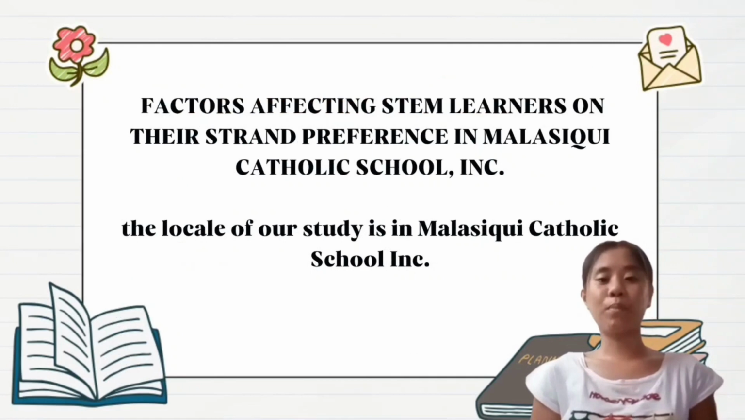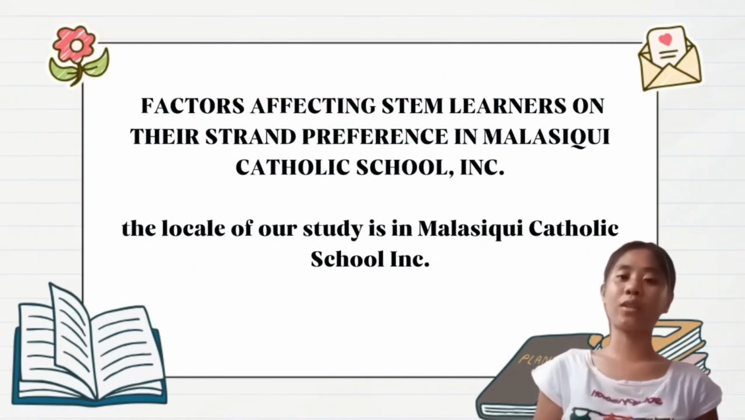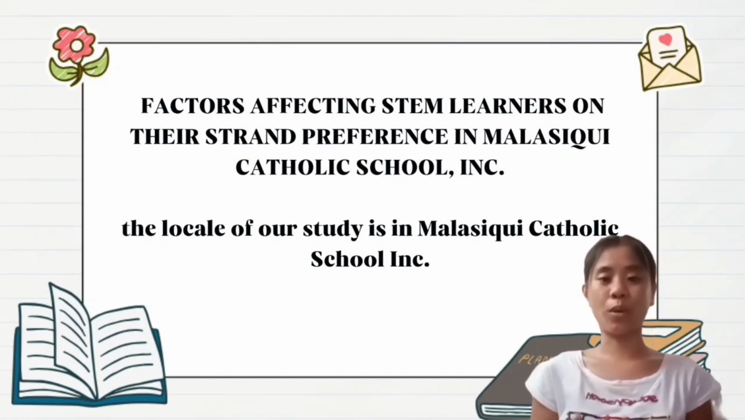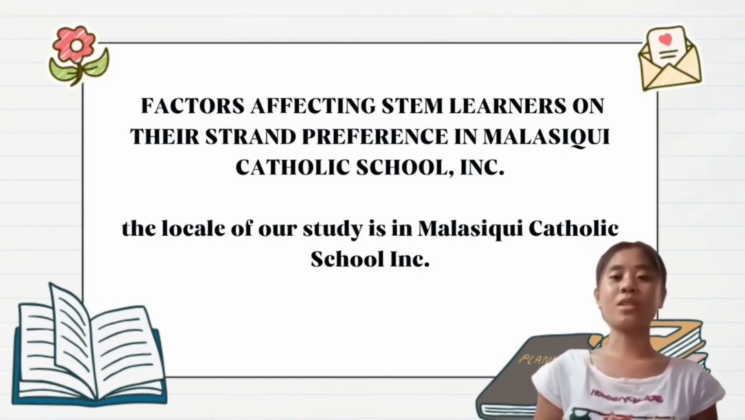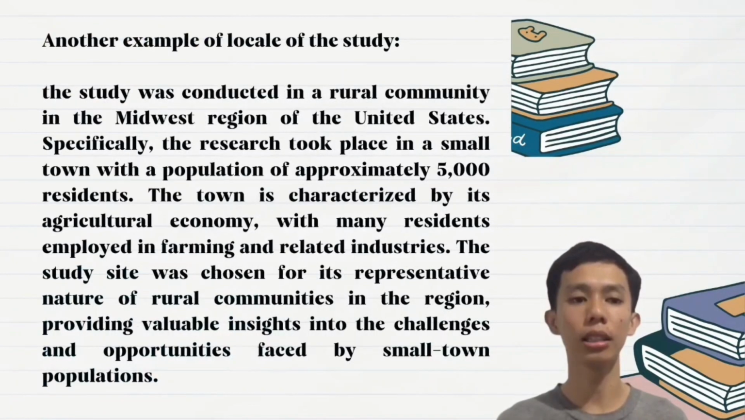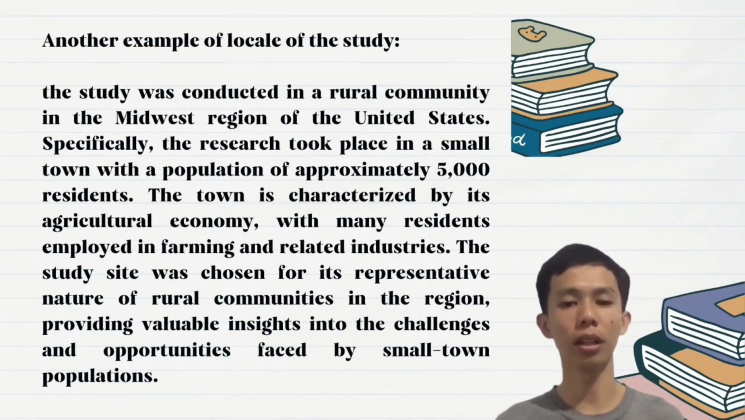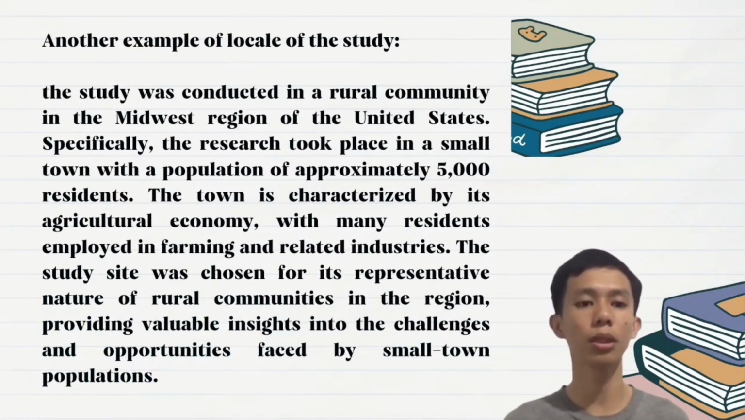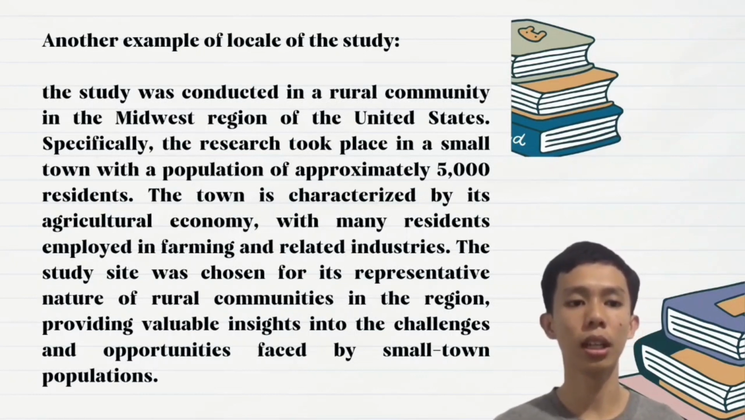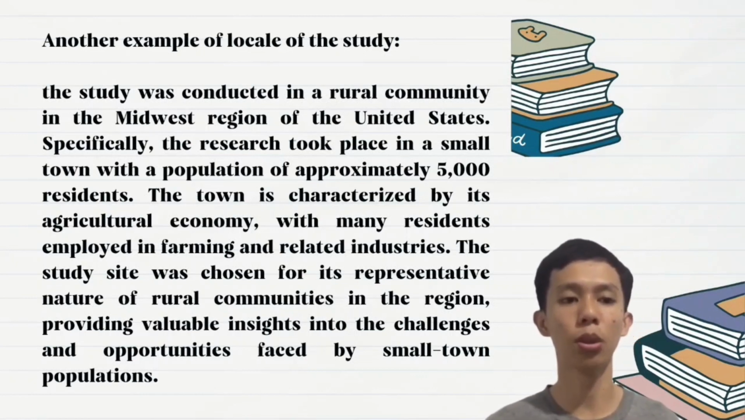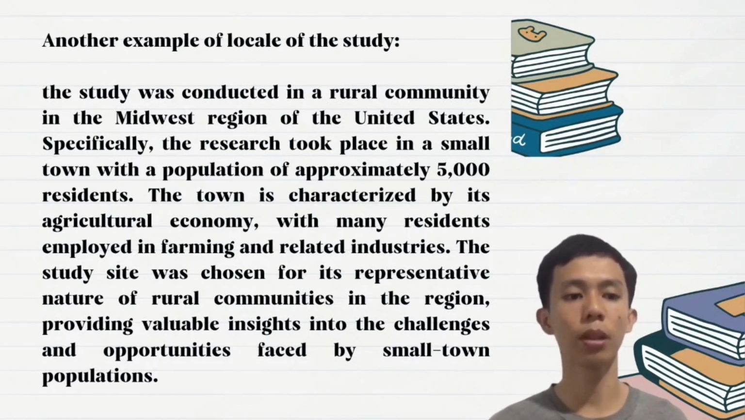Just like, for example, our study entitled Factors Affecting STEM Learners on their Strand Preference in Malasiki Catholic School Incorporated. The locale of our study is in Malasiki Catholic School Incorporated. The study was conducted in a rural community in the Midwest region of the United States. Especially, the research took place in a small town with a population of approximately 5,000 residents.